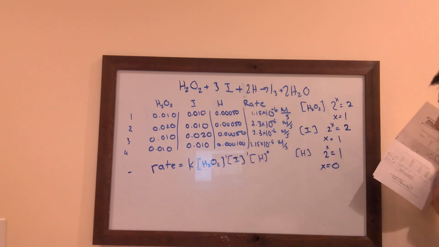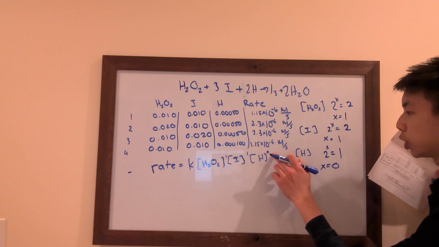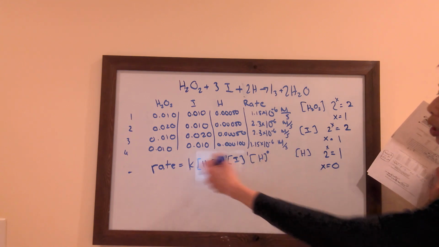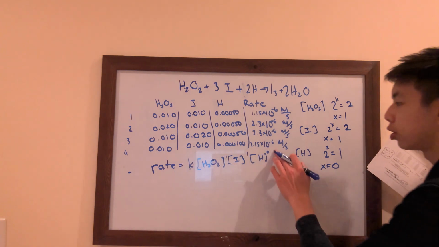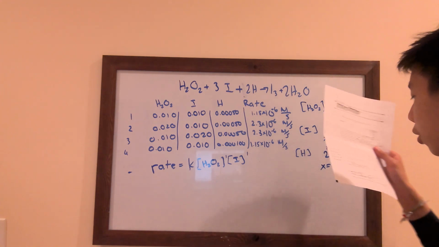You don't have to write this H to the 0 power, because anything to the 0 power is just 1. So this whole equation wouldn't be changed at all, so we can just get rid of it. So that's B for you.